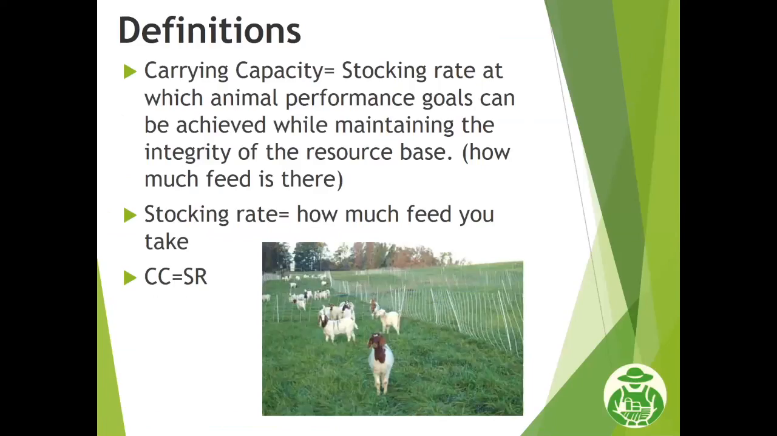So moving on with some of those definitions that I want to introduce, we have what we call carrying capacity. And this is the stocking rate at which animal performance can be achieved while maintaining the integrity of the resource base. So basically, how much feed is there? How much feed is on your property? That is your carrying capacity, how much forage availability you have. The stocking rate is how much feed you take. So essentially, the carrying capacity equals the stocking rate. And these can be very confusing, like I said, so we're introducing them, and I'm going to show you a little graphic that maybe will make that a little more clear.